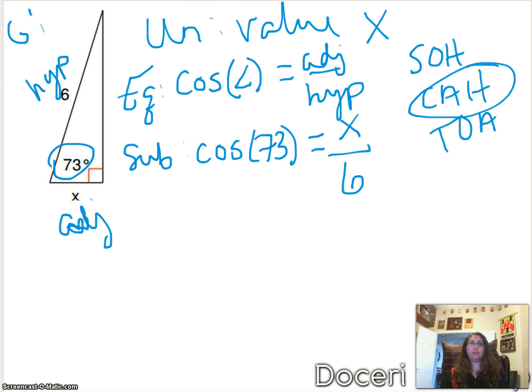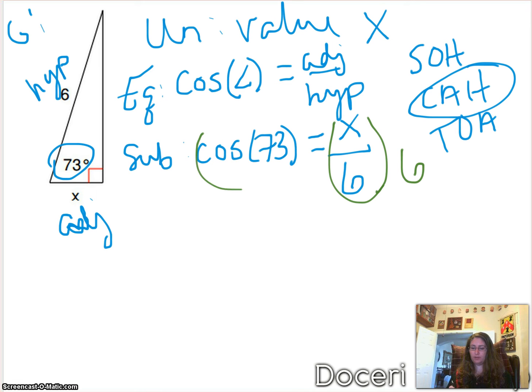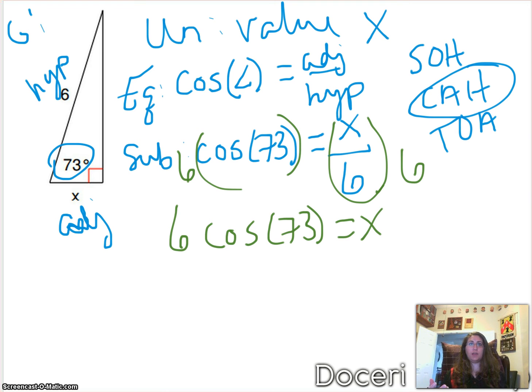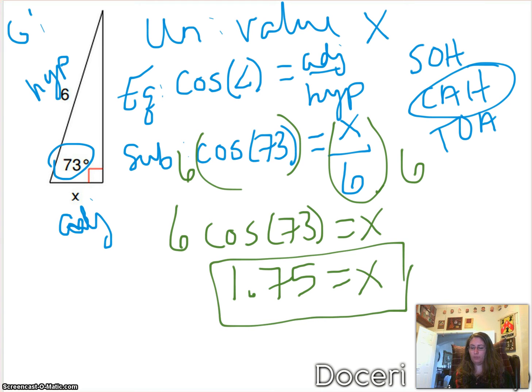So now I have my equation. I need to solve for x. If you look, the x is connected to the 6 by division, so we're just going to multiply both sides by 6 to get the x by itself. So now I have 6 times cosine of 73 equals x. And we're going to put that into the calculator. I'm going to show you more in class how to use the calculator to solve this. One thing you have to remember though is your calculator always needs to be in degree mode, and I'll show you how to do that in class. So 6 times cosine of 73, when we plug that into the calculator we get a decimal, and we're going to round it to 1.75, so x equals 1.75.